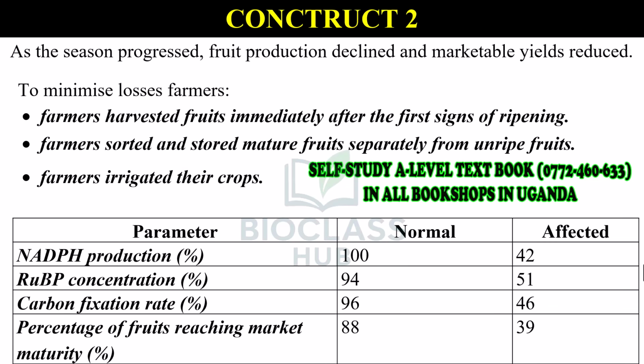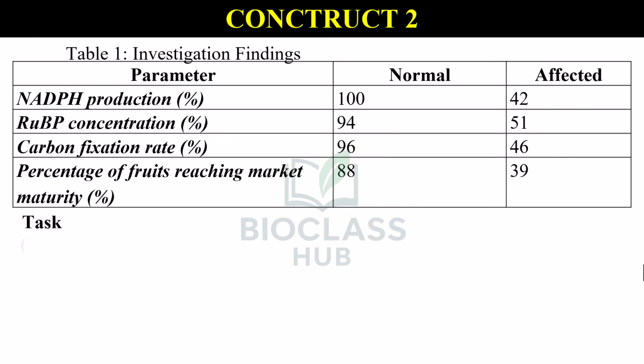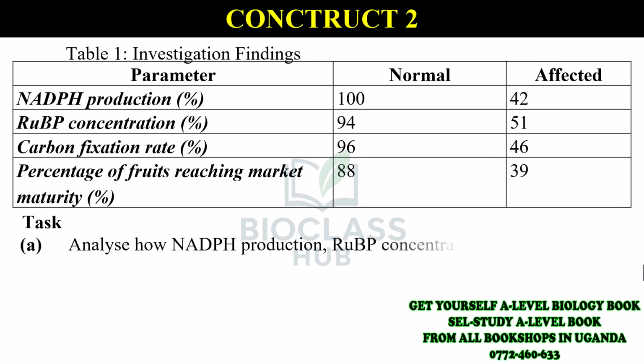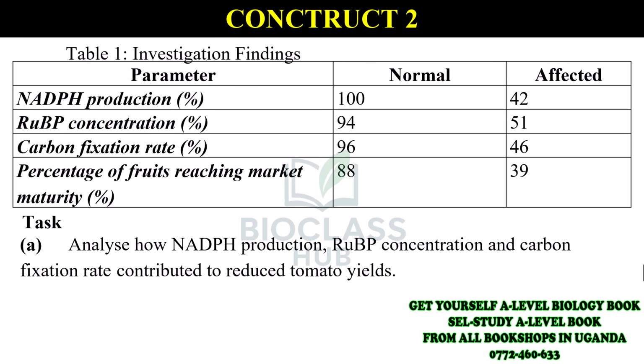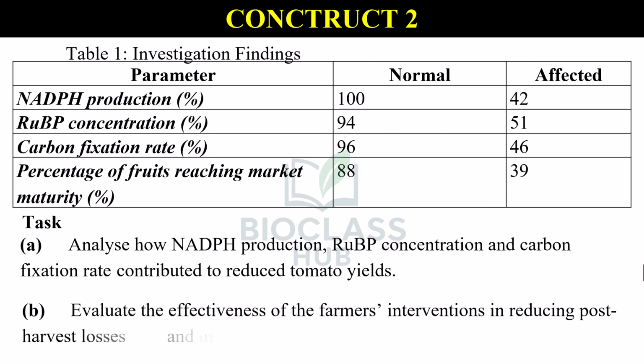Compare the normal and affected. Look out for the changes in the parameters. Task Part A. Analyze how NADPH production, RuBP concentration, and carbon fixation rate contributed to reduced tomato yields. Part B. Evaluate the effectiveness of the farmer's interventions in reducing post-harvest losses and maintaining tomato productivity.